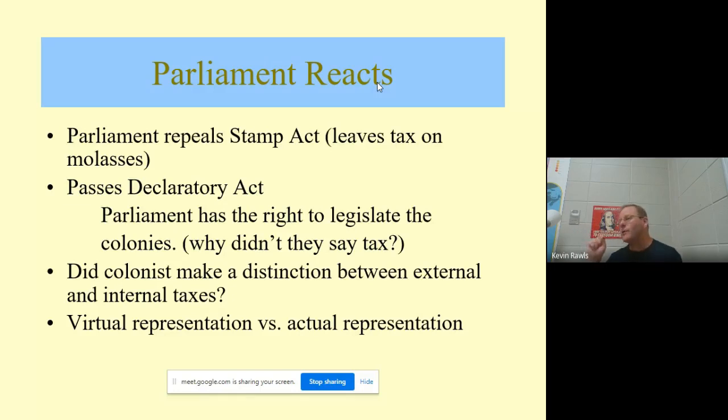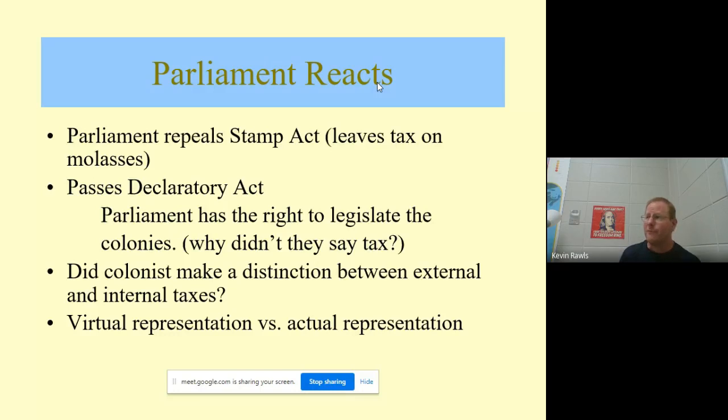Because with the Declaratory Act, Parliament asserts the idea of virtual representation. We love virtual, right? Virtual school, virtual meetings, where you're not really there. So what is this virtual representation? Parliament says they represent everybody in their empire. Everything under the British flag, they represent you, whether you vote for them or not.